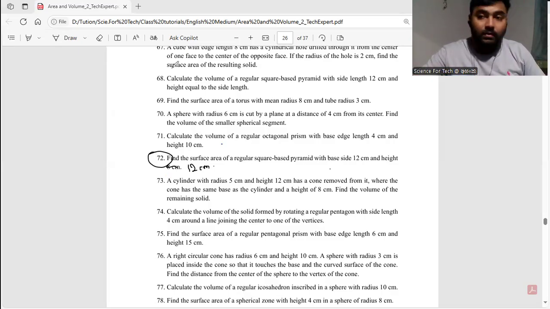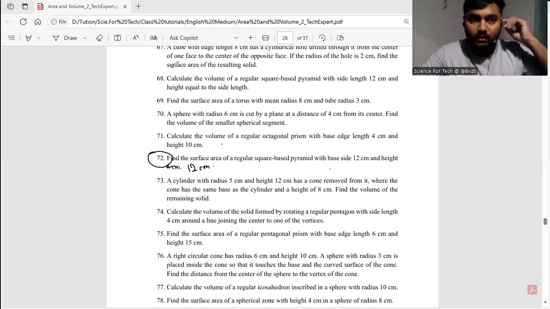To do this calculation, you will need the Pythagoras theorem. But I didn't teach you the Pythagoras theorem yet. But if you can remember, you can do this one.